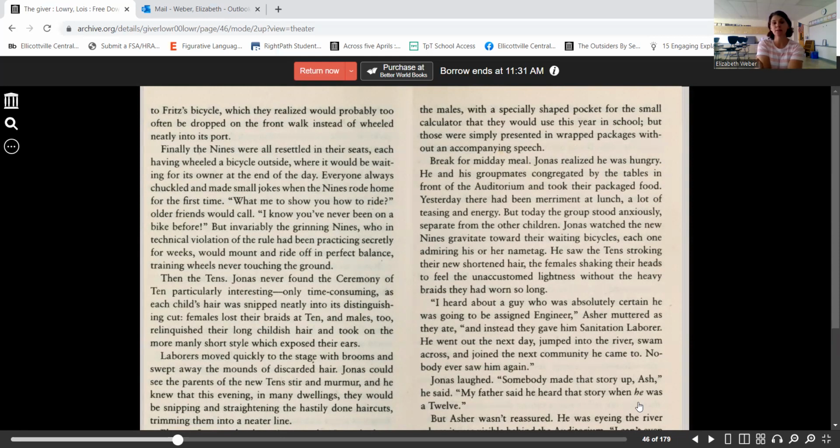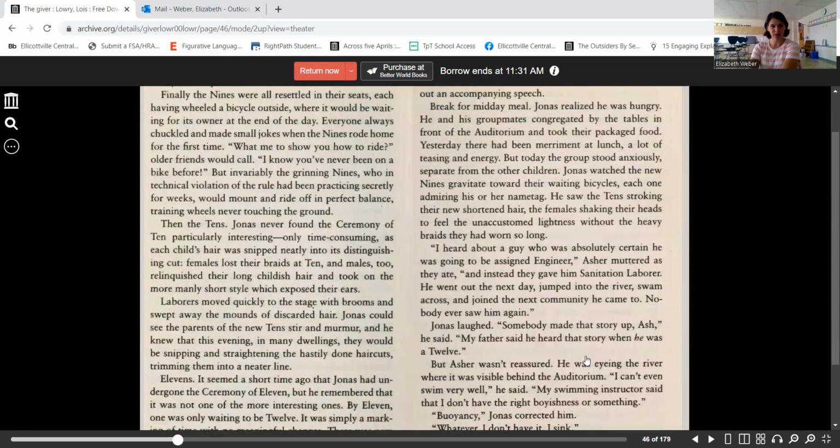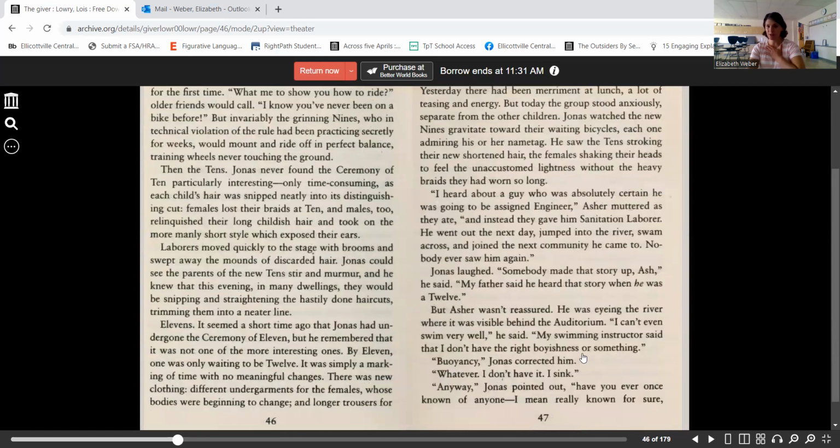Jonas could see the parents of the new 10s stir and murmur, and he knew that this evening in many dwellings, they would be snipping and straightening the hastily done cuts, trimming them into a neater line.